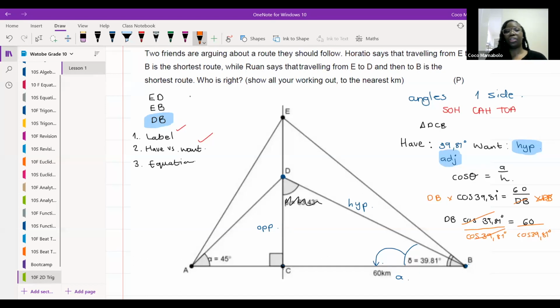That will cancel. So all I need you to do, Mawanda, in your calculator, put in DB is equal to 60 over cos 39,81 degrees and give me an answer. The answer would be 78.11 kilometers. Don't forget the kilometers part. Okay, beautifully done. Well done, Mawanda. I know this one was kind of tricky. They're still kind of getting tricky, but we're gonna get there. All right, beautiful.